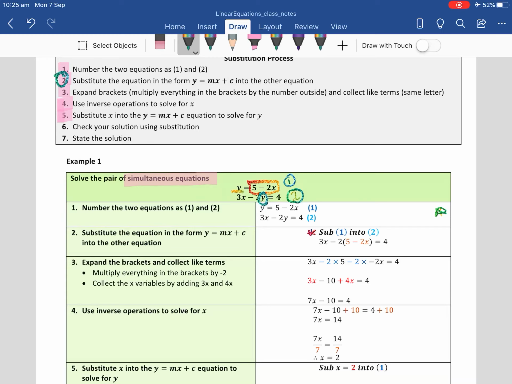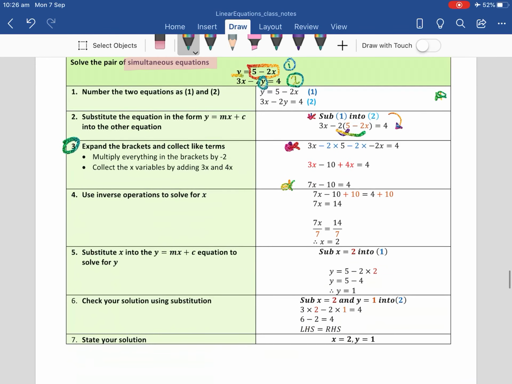So back over here, we've substituted the first equation into the second. Instead of the y, we've put what it equals, which is that 5 minus 2x. Number 3 says you need to expand the brackets and collect your like terms. So expanding the brackets, you've got negative 2 times 5 and then negative 2 times negative 2x, which is this line. Collecting all your like terms, you should end up with 7x minus 10 equals 4.